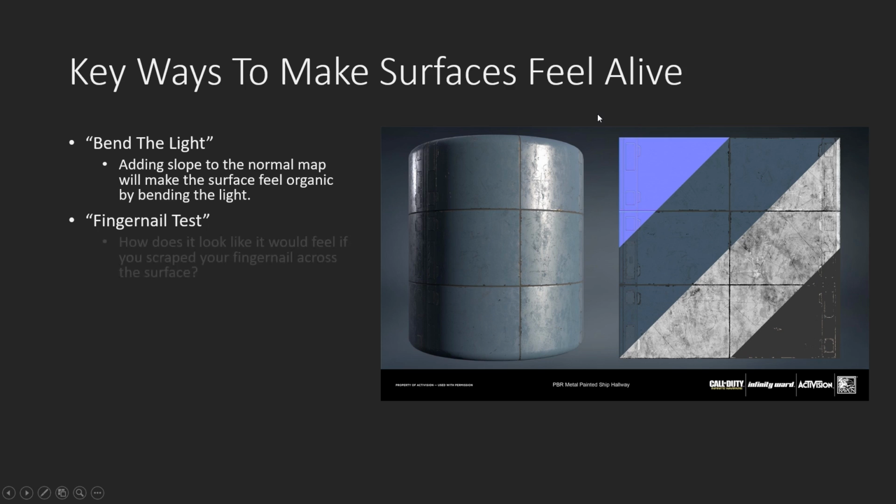And then the fingernail test. I like to think of it like, how does it look like it would feel if you scrape your fingernail across the surface? Is it like smooth plastic? Is it rough concrete? You want that feeling in your normal map to come through.